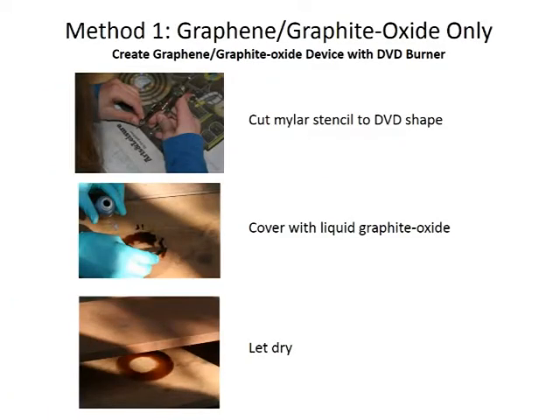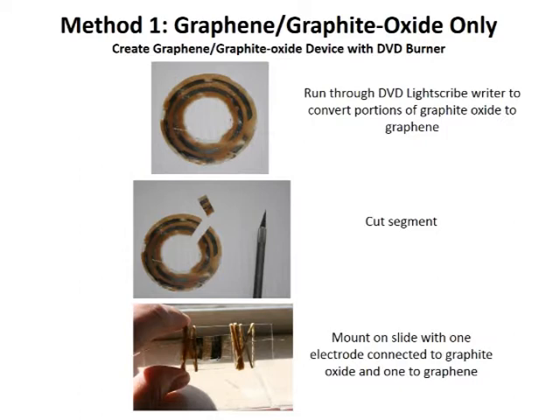To convert graphite oxide to graphene, I first cut a mylar stencil in the shape of a DVD and covered it with liquid graphite oxide, carefully using gloves, as graphite oxide may be a skin irritant. I then left the graphite oxide in the sun to dry. After the graphite oxide had dried, I mounted the mylar stencil on a blank DVD disc and ran it through a LightScribe DVD writer. The heat from the LightScribe writer converted some tracks to graphene while leaving other tracks as graphite oxide. I then cut segments of the mylar out and mounted them between glass slides with electrodes attached.